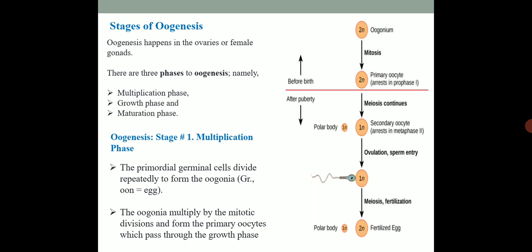In oogenesis, the first phase is the multiplication phase. Here the primordial germ cells divide repeatedly to form oogonia, that means the egg. You can see the multiplication phase. The oogonia multiply by mitotic division and form the primary oocytes, which then pass into the next phase, the growth phase.